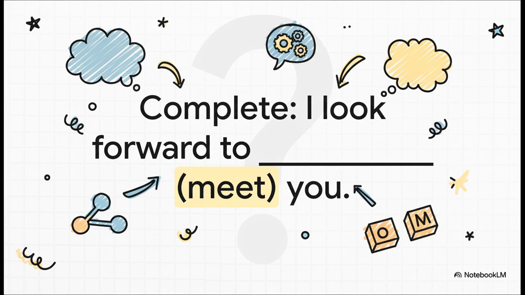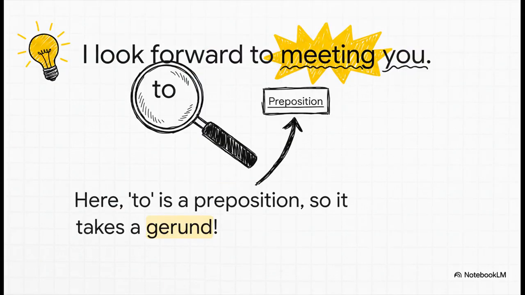All right, last one. And remember, this is the one that can catch people off guard. "I look forward to meet you." What's happening with the word "to" here? Is it an infinitive or is it our special preposition rule? The answer is "meeting." Remember our rule? In the phrase "look forward to," that little word "to" is a preposition. And what comes after a preposition? Always a gerund. This is a perfect example of why that rule is so useful.